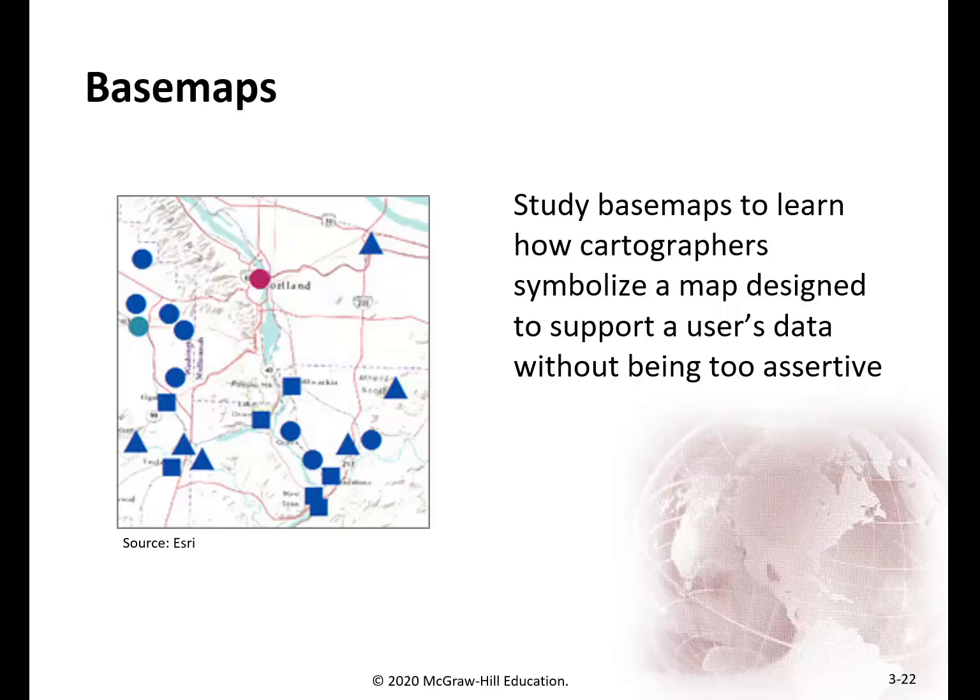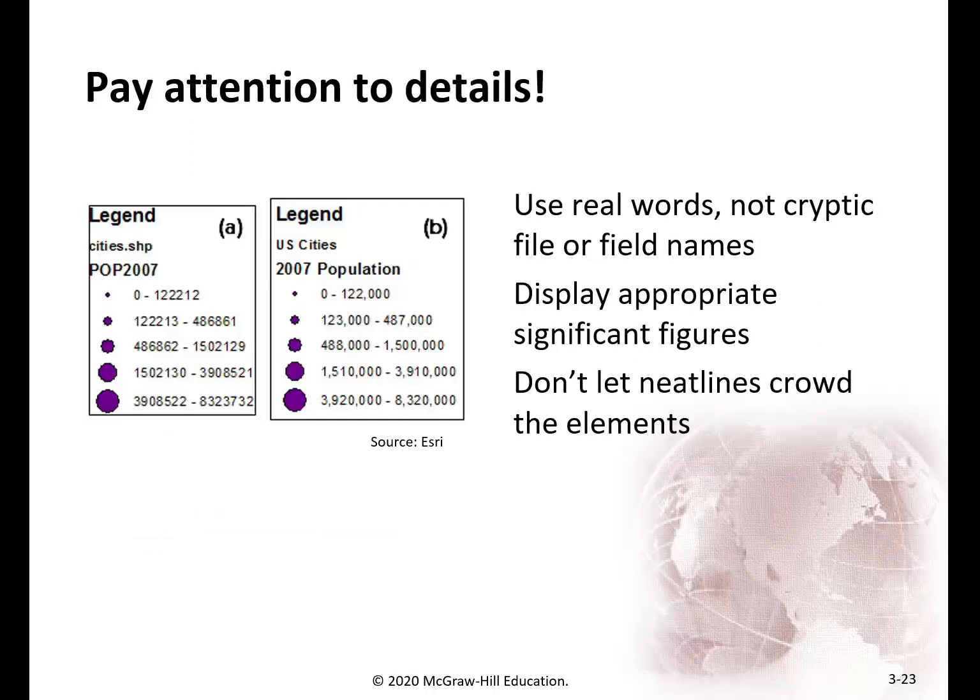And as we dip our toes deeper into the cartographic element, right, that is the visual component, the artistic component of map making, being detail-oriented is going to remain incredibly important. For example, using real words and not cryptic file names or field names is going to be most effective when displaying appropriate numbers and figures on a map.